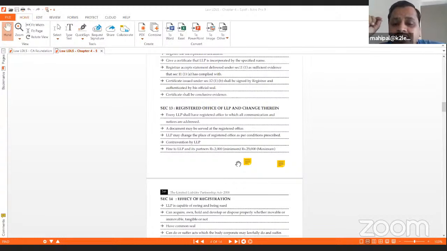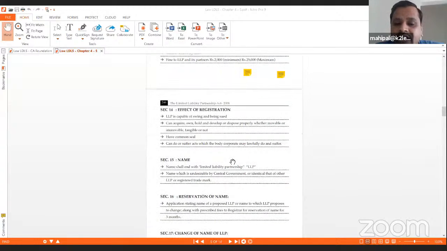Every LLP shall have a registered office to which all the communication has to go. A document may be served at the registered office. LLP may change the place of registered office as per the conditions prescribed. Fine on LLP and its partners is a minimum of 2,000 and a maximum of 25,000.